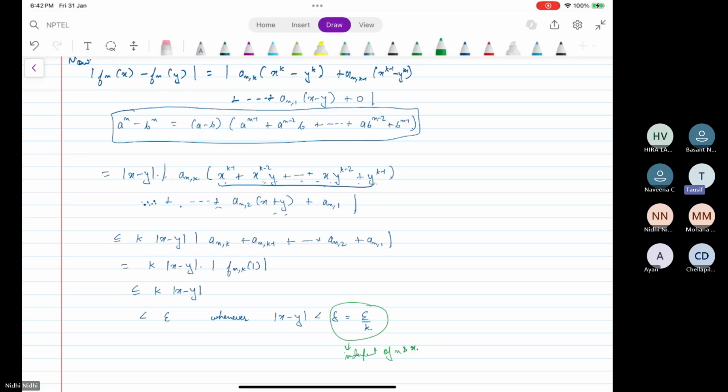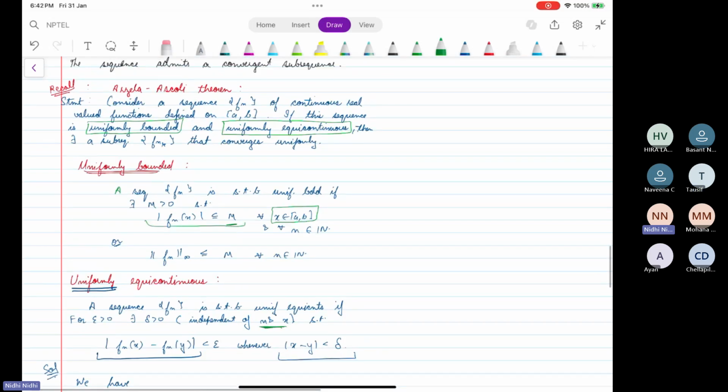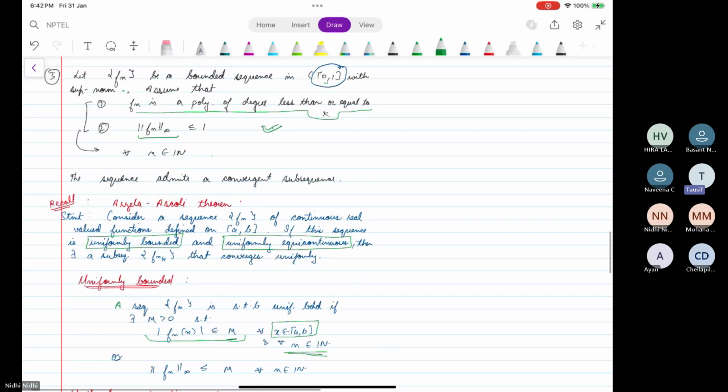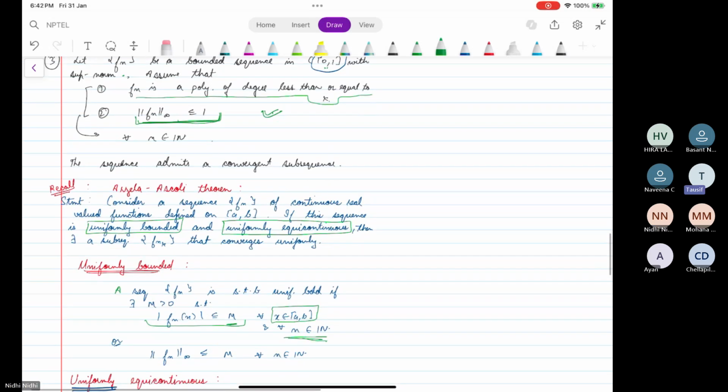One question I have regarding the mod f_nk at 1 value. It depends on n, right? No, because we were given that this is less than or equal to m for every n in N. That is what our uniform boundedness was telling us, so we can replace it by m. Yes, this m is from the statement. In the problem, it was given that this is less than or equal to 1 for every n in N. Fine.